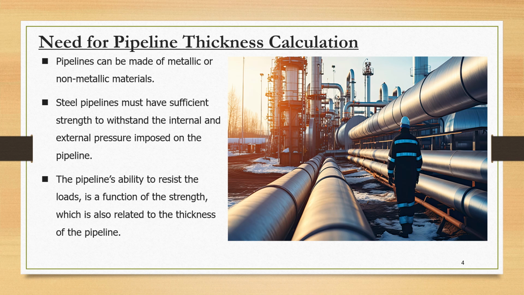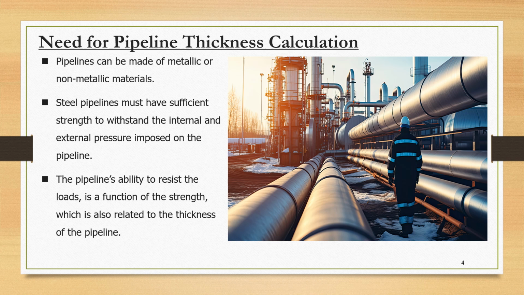Liquid hydrocarbons are mostly transported using steel pipelines. Steel pipelines that transport liquid hydrocarbons must have sufficient strength to withstand the internal and external pressure imposed on the pipeline. So whatever internal and external pressure is imposed on the pipeline, the thickness should be strong enough to restrain against those pressures.